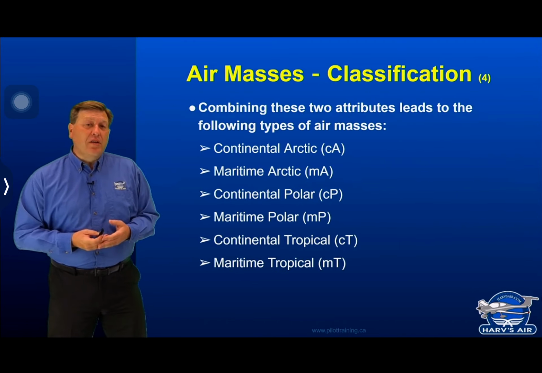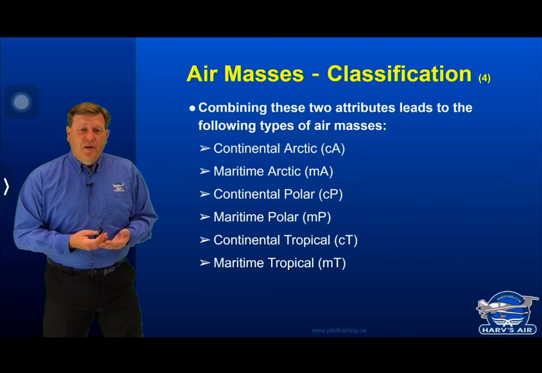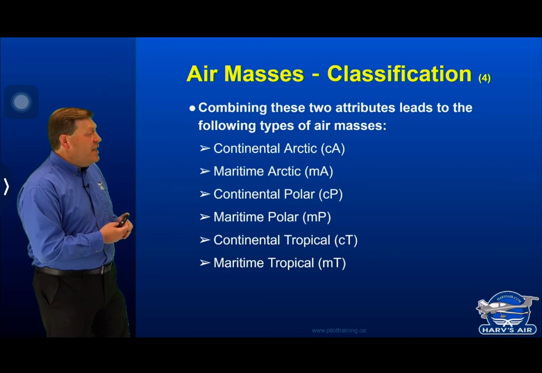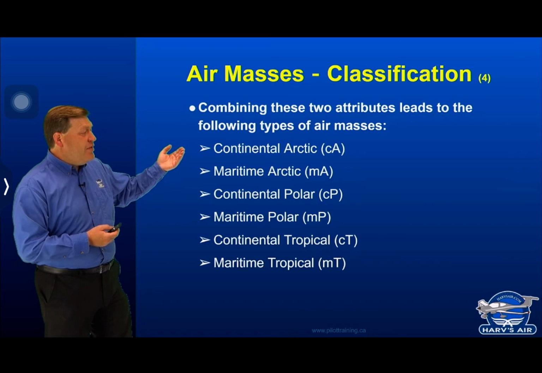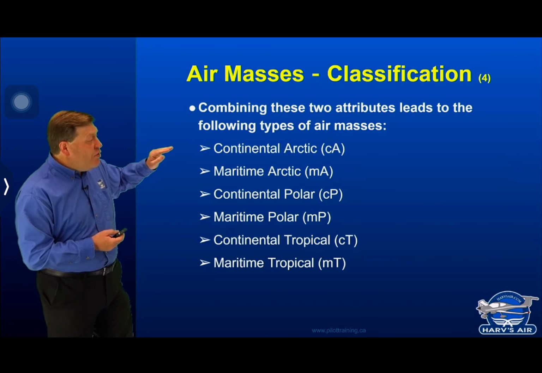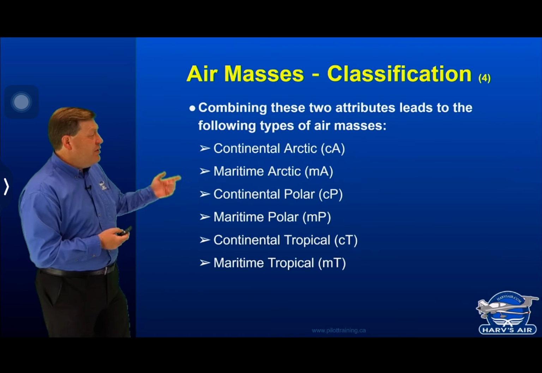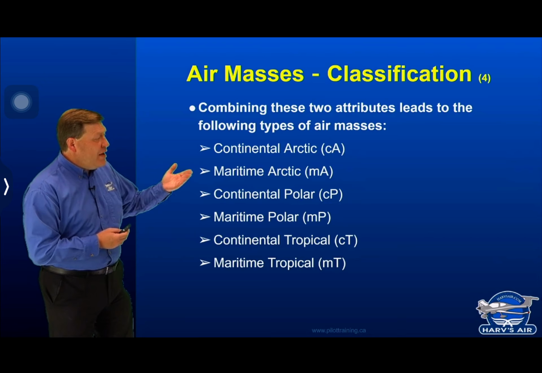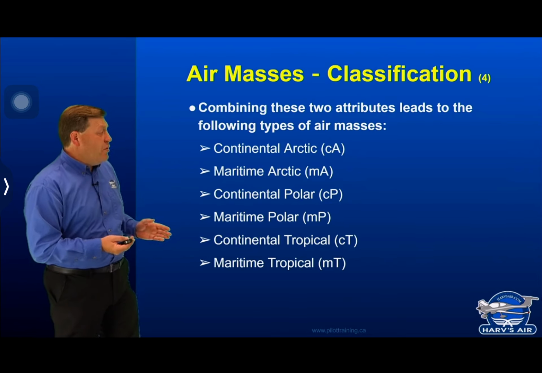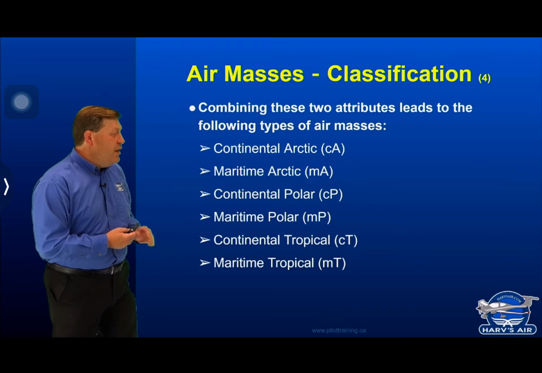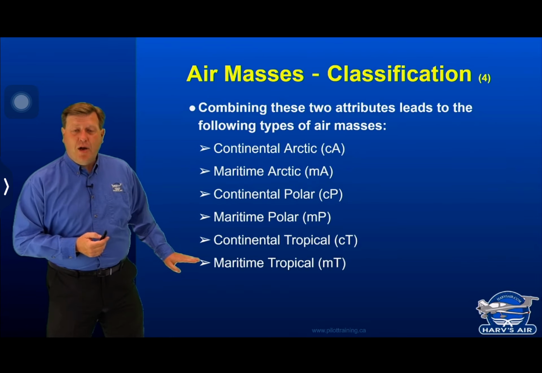So when we look at these various determinants and we put them all together, we can see that there's 6 main types of air masses that we can end up with. Again, moving from north to south, we can end up with continental Arctic. We can also end up with maritime Arctic. We can have continental polar, but then of course we can also have maritime polar. And then finally, we can have these two, the continental tropical and the maritime tropical.